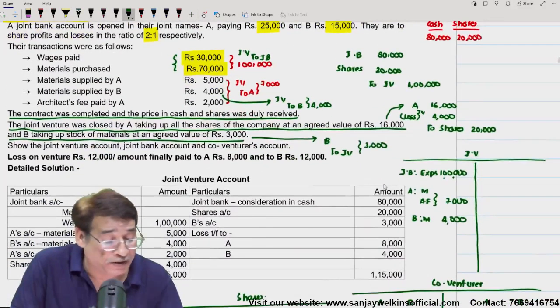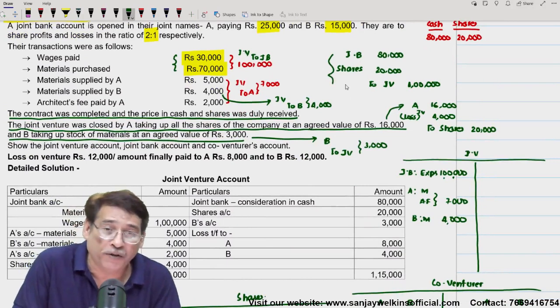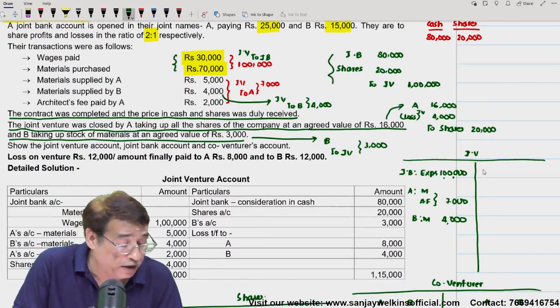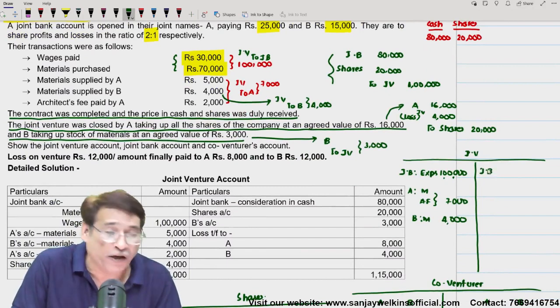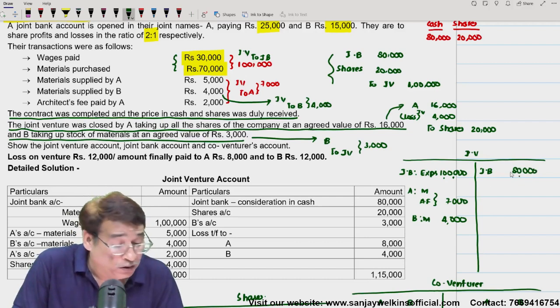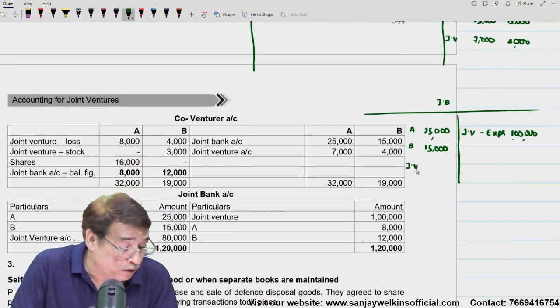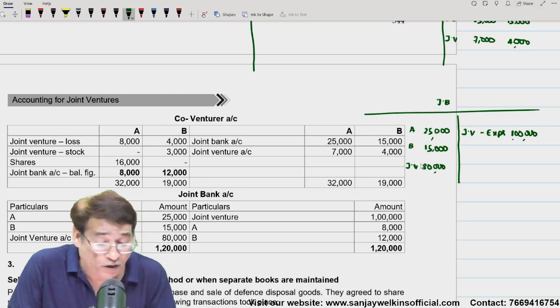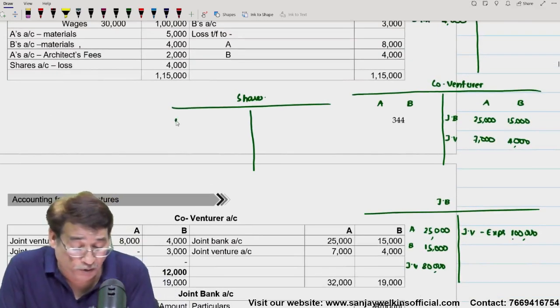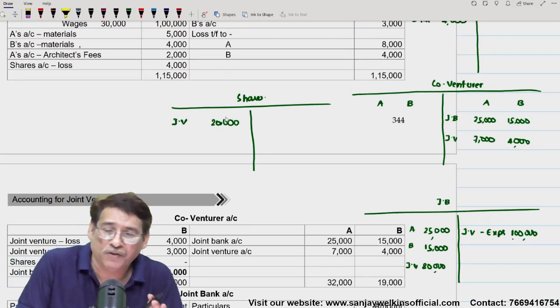Now, after this, the contract was completed and the contract price is received. When the contract price is received, we are going to pass this entry: joint bank account debit, shares account debit to joint venture. So on the credit side of joint venture, I will write by joint bank. That means the portion which is received in cash. Correct? We are not going to debit cash. We are going to write joint bank 80,000. Then shares account debit, that is equal to 20,000. And on the debit side of joint bank, we are going to write to joint venture 80,000. And on the debit side of shares account, we are going to write to joint venture 20,000. Is it clear to you?